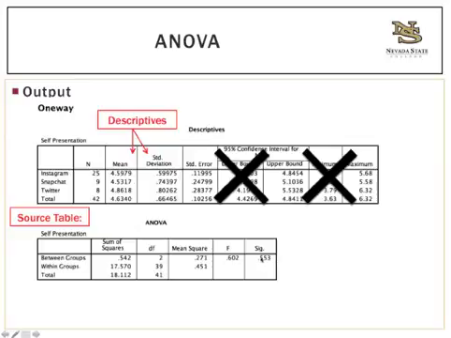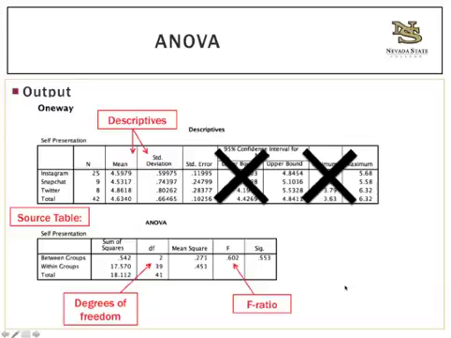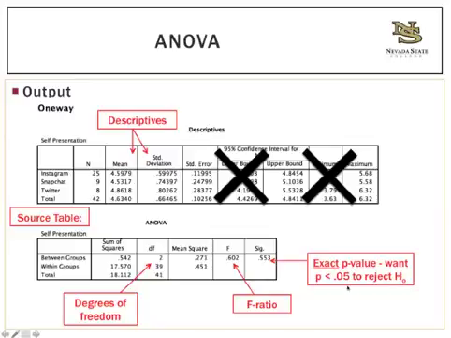So we've added one column to this source table, and that's the p-value for the F ratio. So you'll need your degrees of freedom when you go to report what your F ratio was for your ANOVA. So make sure to note those. In addition, of course, you'll need your F ratio, which is given to you here, and then your exact p-value. As always, we want the p-value to be less than 0.05 in order to reject our null hypothesis. As you can already see, that's not going to happen here.